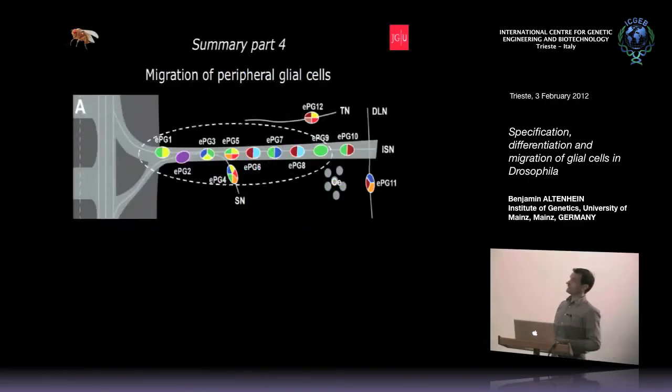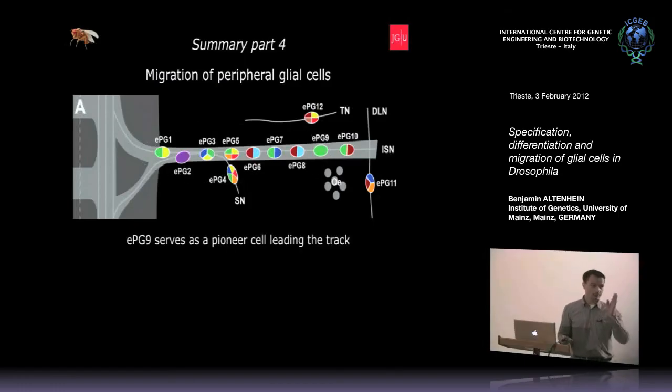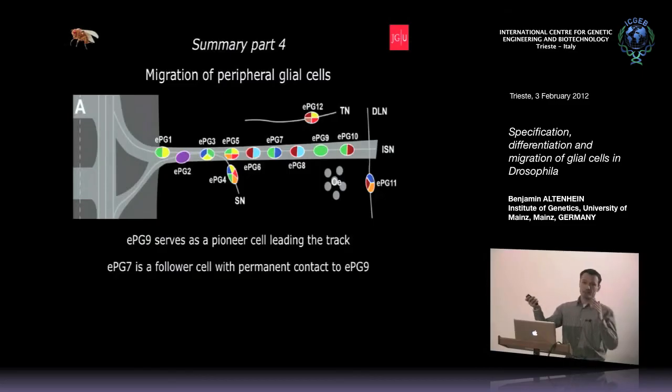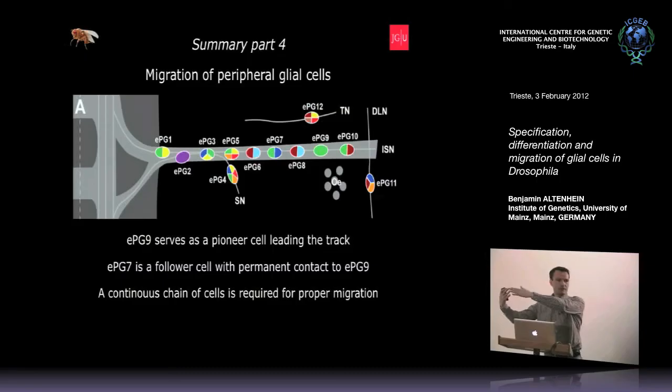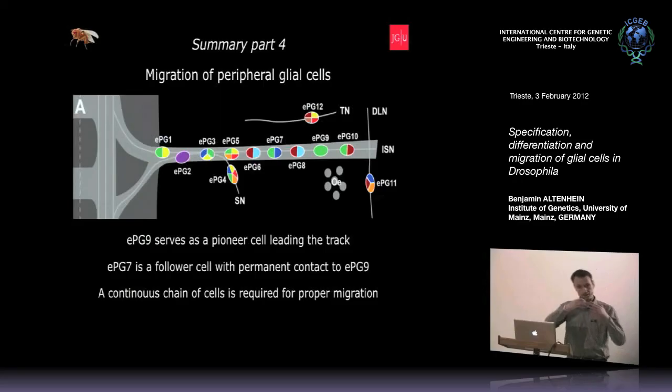So what we found is that, yes, indeed, EPG9 represents a pioneer glia that leads the track, and without EPG9, the cells are stuck in the exit and don't migrate. We see that EPG7, the second cell leaving the CNS, is a follower that has permanent contact to EPG9, and if this contact is disrupted because we kill EPG7, if the chain is disrupted, the remaining cells also don't migrate. So we need a continuous chain where the cells have contact to each other in order to properly migrate into the periphery. And this tells us, if we look for signaling molecules that are responsible for guiding glial cells, we don't necessarily have to look at all glial cells. We have to target EPG9 in order to understand how these cells find their way.